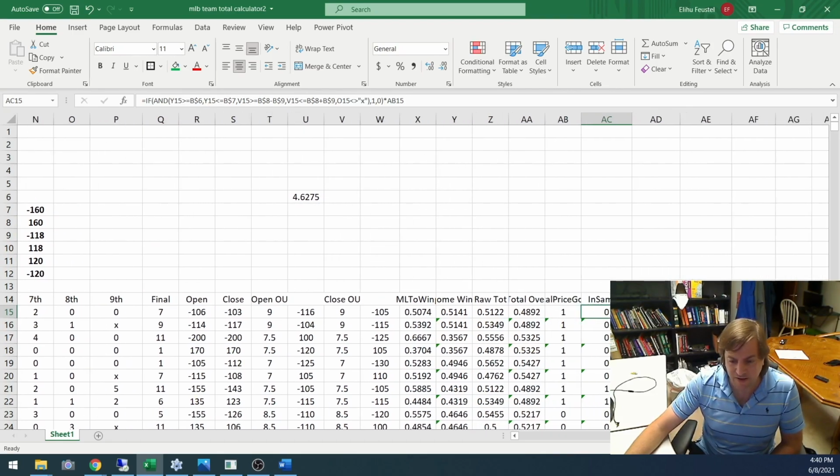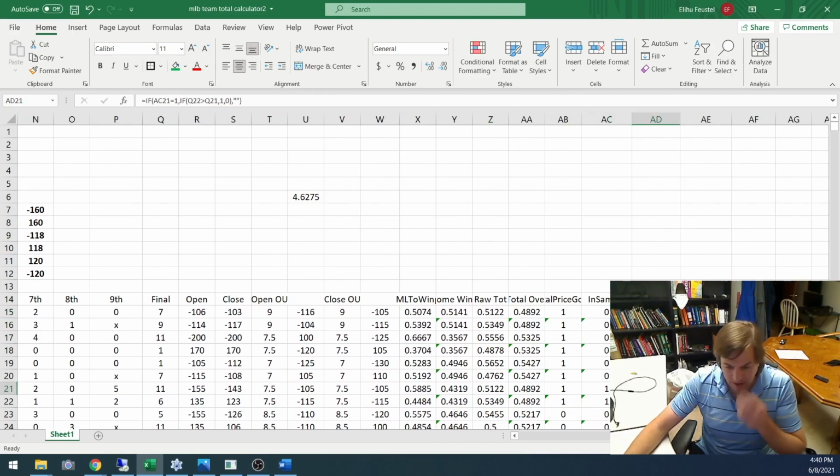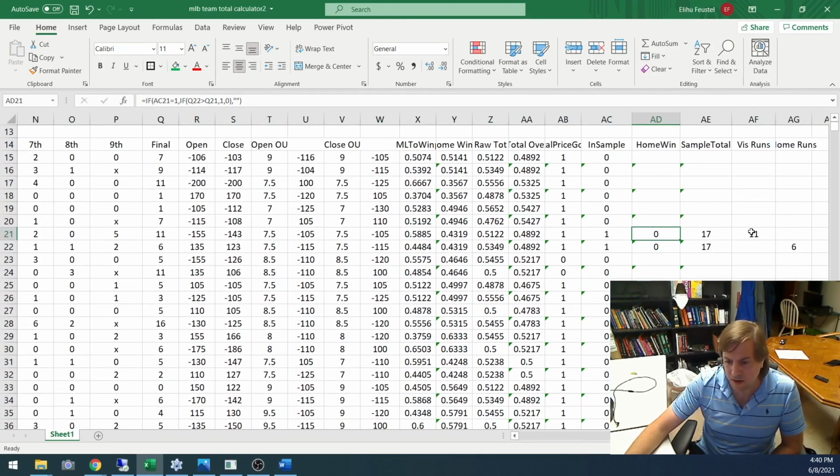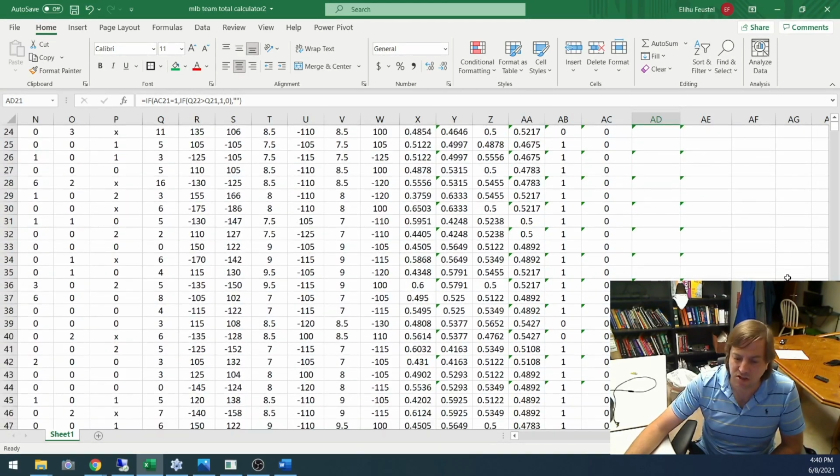And if both of these are true, then I'm going to look at whether or not the home team won, total runs scored, visitor, and home, and we're going to use that for statistical analysis later.